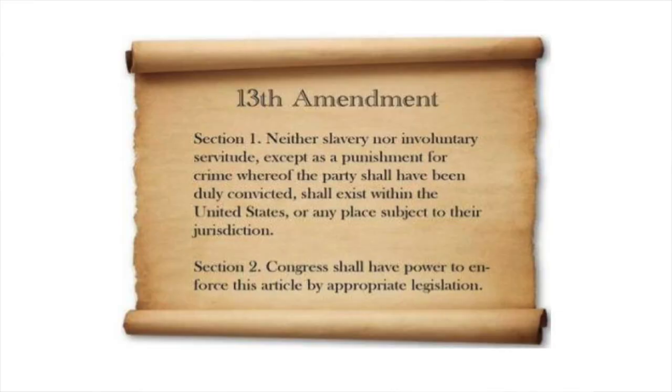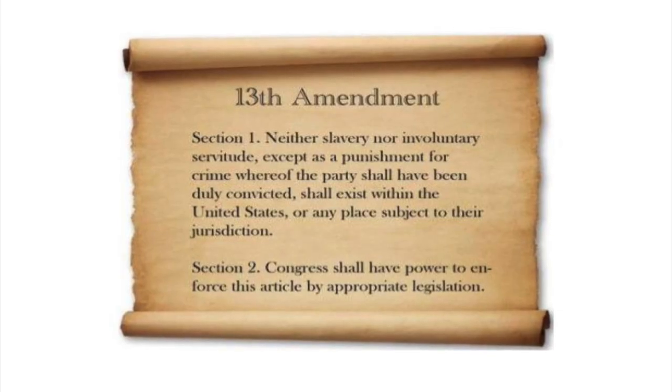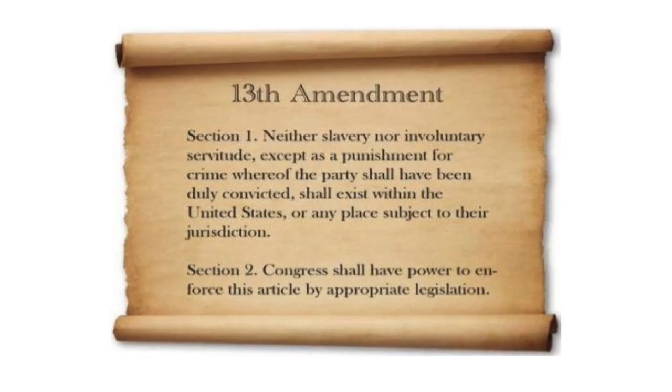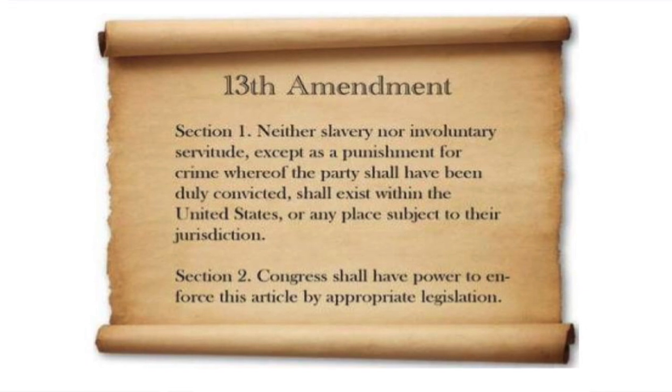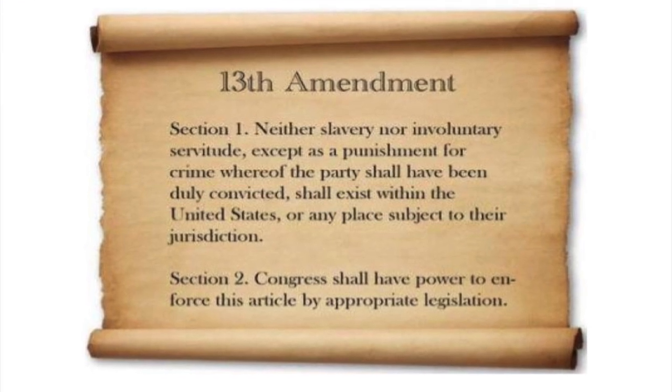The 13th Amendment reads, we talked some about this on Tuesday. We talked about all of these amendments on Tuesday, so this should be a review, a refresher. Section 1 of the 13th Amendment reads: neither slavery nor involuntary servitude, except as a punishment for a crime whereof the parties shall have been duly convicted, shall exist within the United States or any place subject to their jurisdiction. Section 2 says Congress shall have power to enforce this article by appropriate legislation.